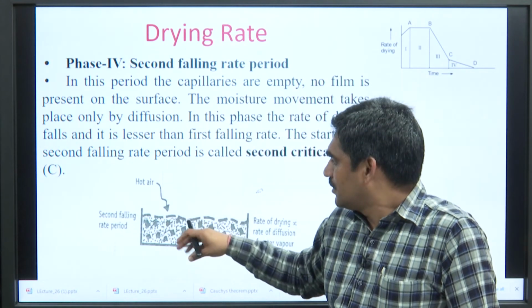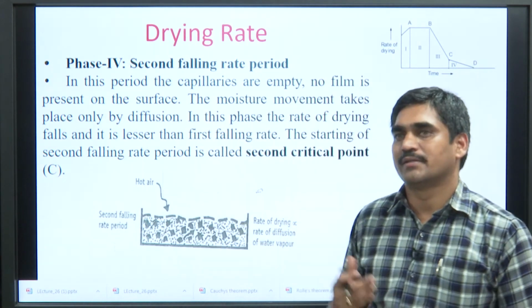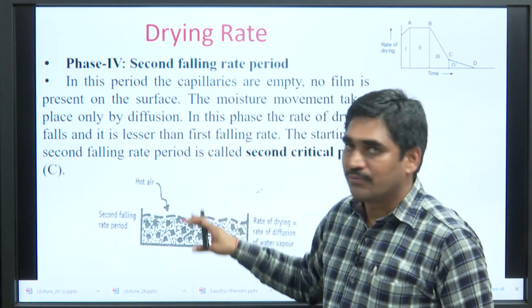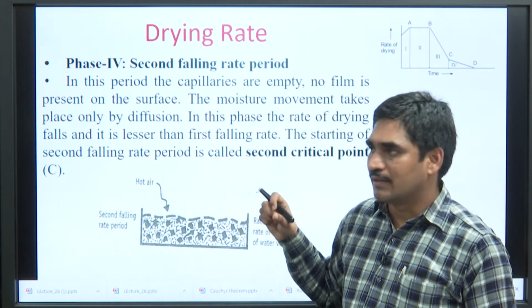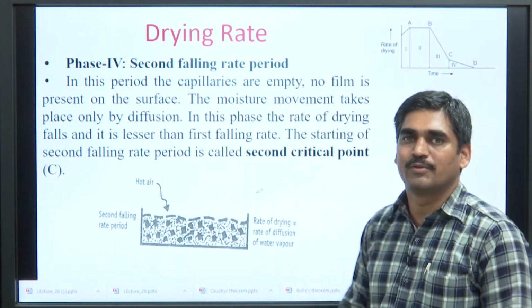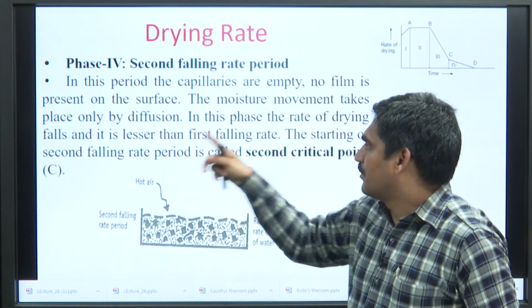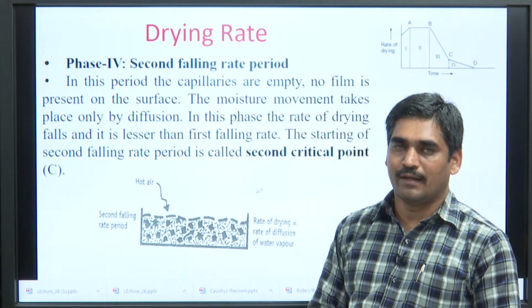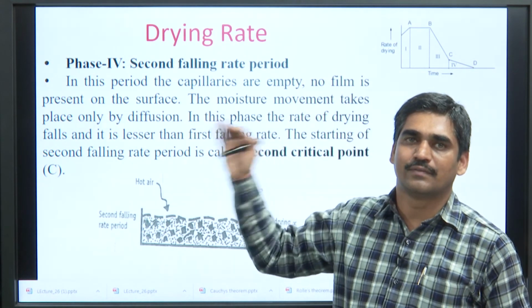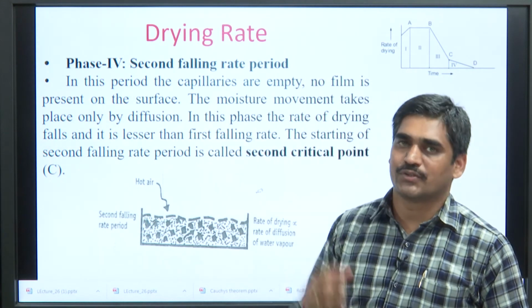The moisture movement during this period takes place by diffusion only. So, in this phase the rate of drying is directly proportional to the rate of diffusion of water vapor. The rate of drying falls as the rate of diffusion also decreases. So, that leads to a decrease in the rate of drying, and this rate is lesser than in the first falling rate period.